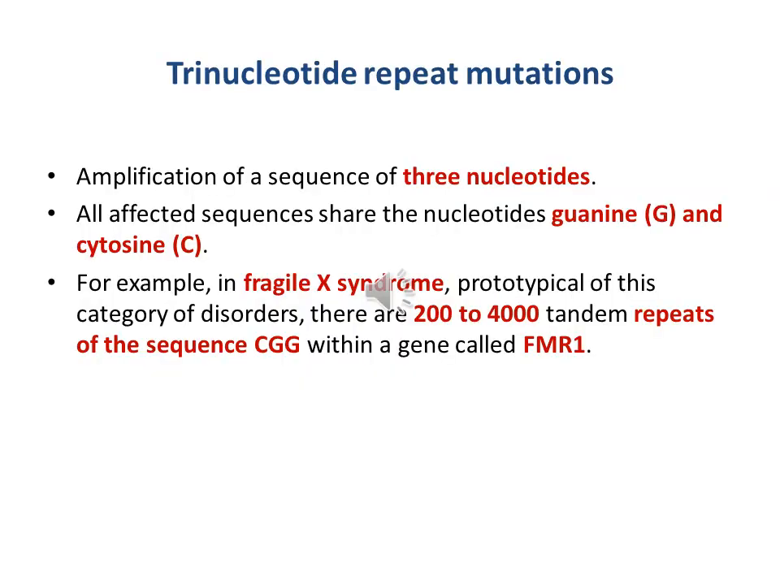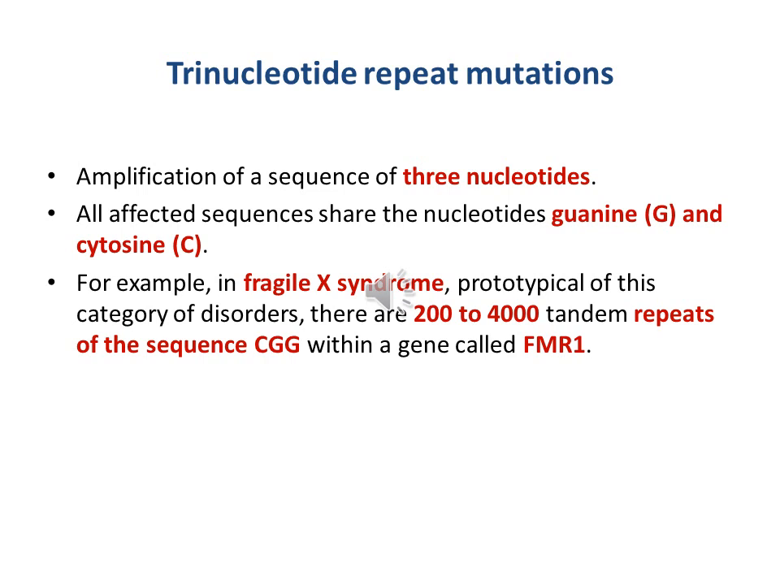Trinucleotide repeat mutations, or dynamic mutations, occur when the number of triplets present in a mutated gene is greater than the number found in normal genes. They share nucleotides G and C in their sequence.